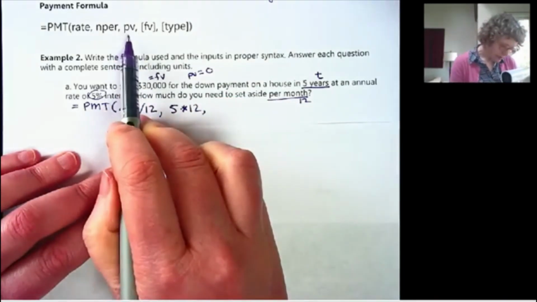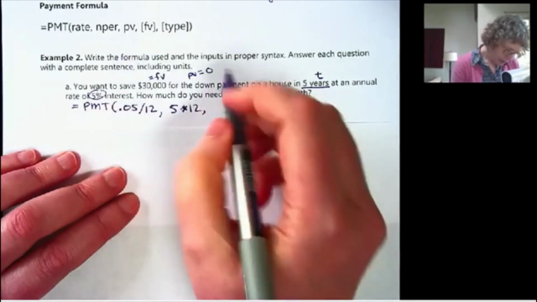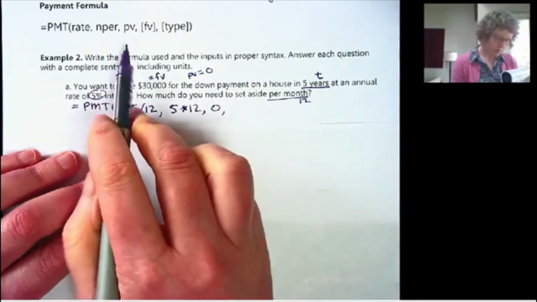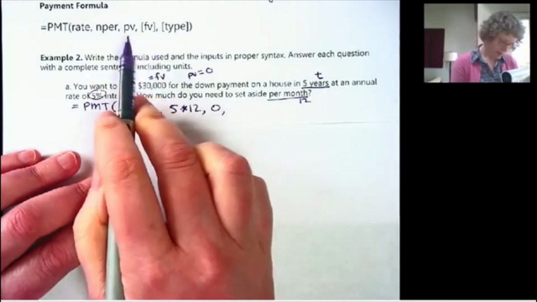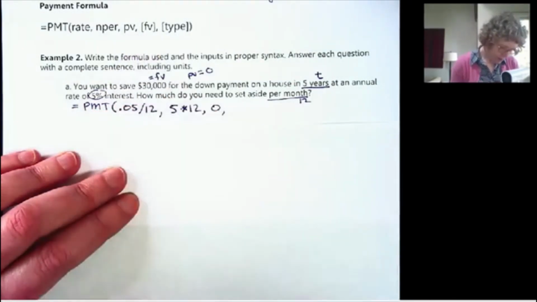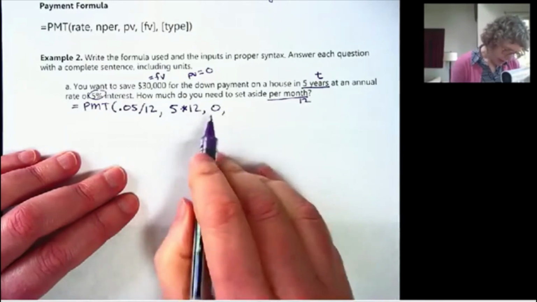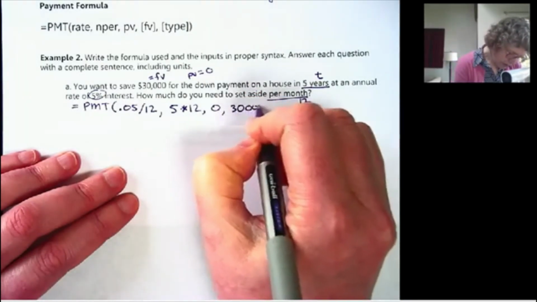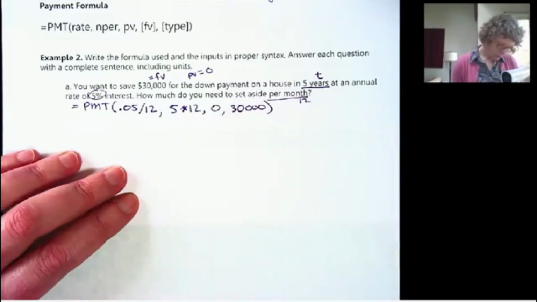Next is the present value. Okay, so present value is 0. We have 0 right now. I like that these go in order from now to later, present to future. That helps me remember the order. So we have 0 now. We want to go to 30,000, and I can't put that comma in there even though I want to.